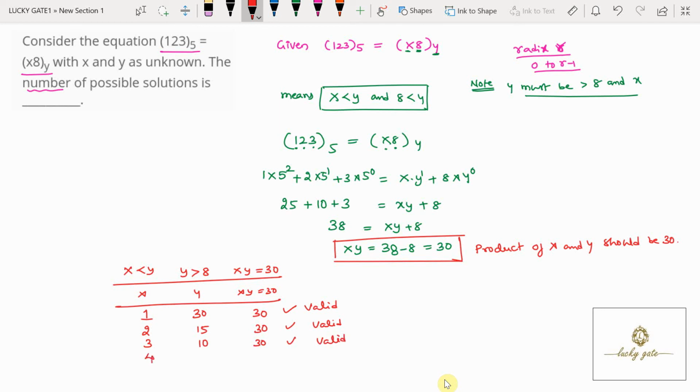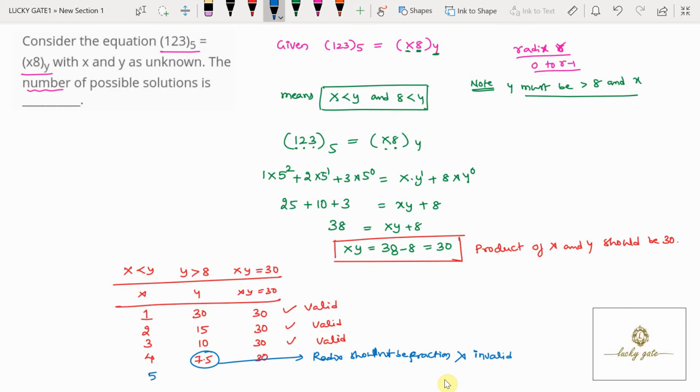Now if x is 4, to get 30, the multiplication of 4 with some y should give you 30. What value of y multiplied with 4 will give you 30? That is 7.5. But friends, observe, can a radix have a fractional part? The radix should not be a fraction. Because the radix should not be a fraction, this statement is incorrect, which means it is invalid.